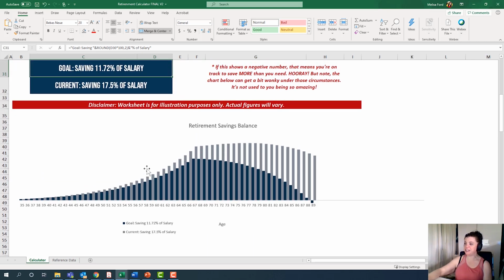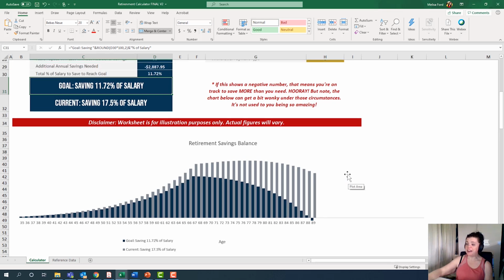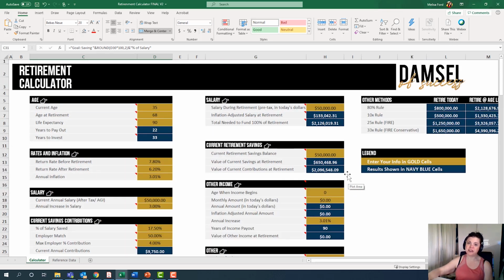And then this chart down here is going to show you the difference between what your goal savings rate is and what your current savings rate is. So everything here in blue is what you actually would need over the course of your life, and everything in gray is what you are currently putting out there to have, or you're on target to have this amount. And that's really it, that's the whole deal there.